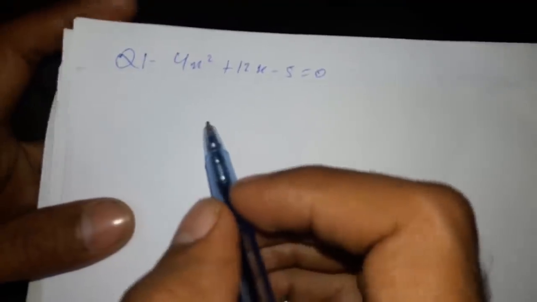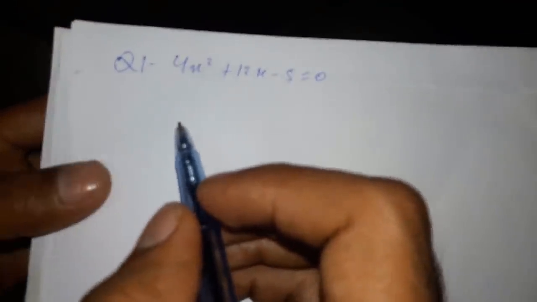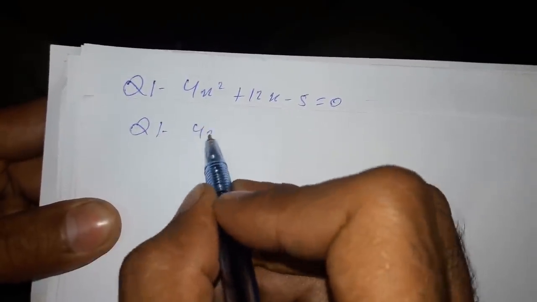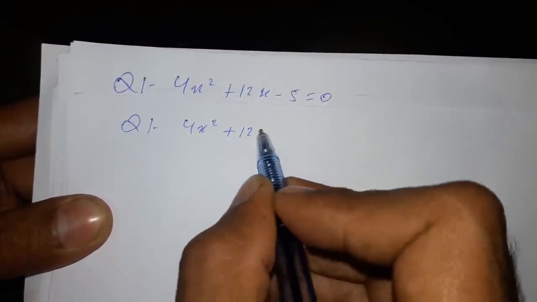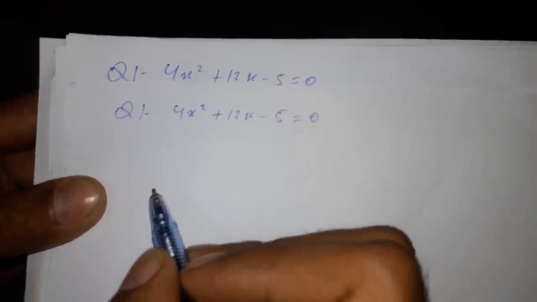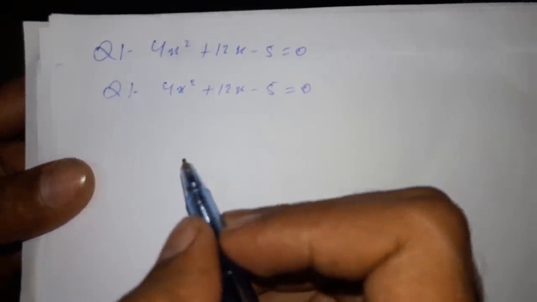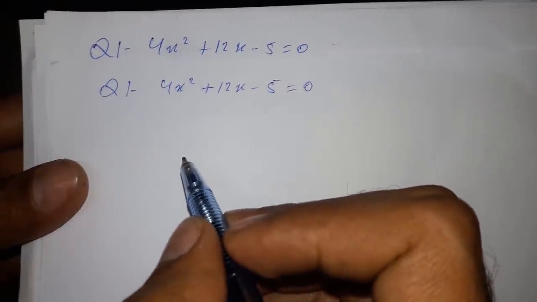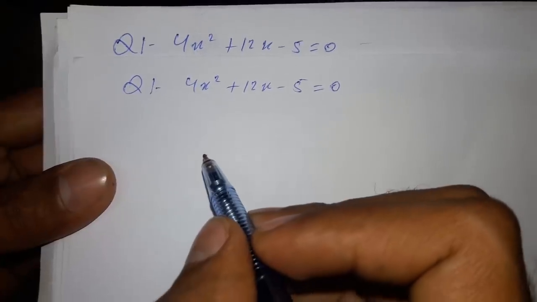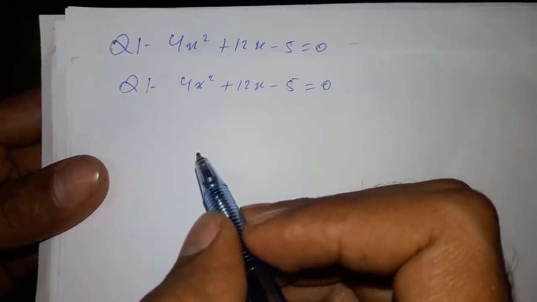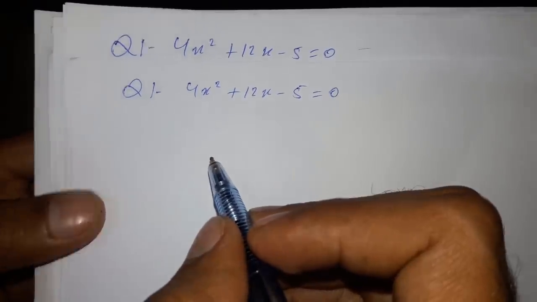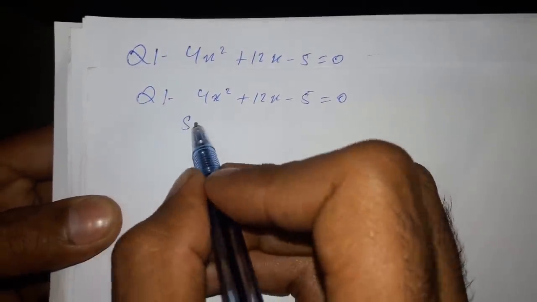Okay, now we are solving the same question by the quadratic formula. The question is 4x squared plus 12x minus 5 equals 0. As I told you, the question is not solvable by the multiplication method. It is solvable by the completing square method. We will solve the same question by the quadratic formula.